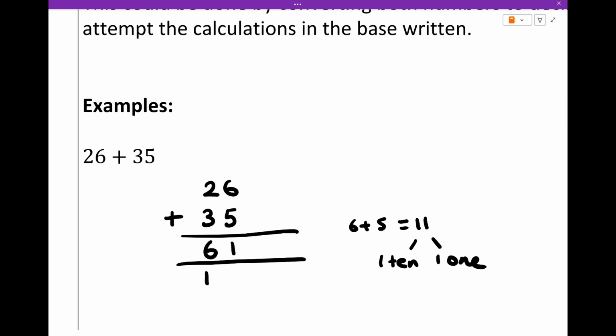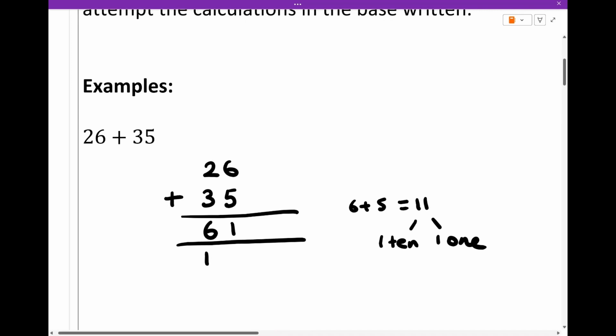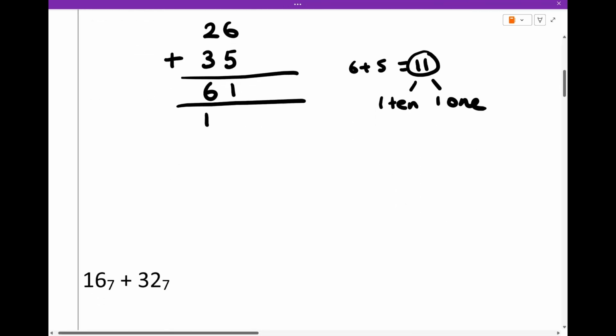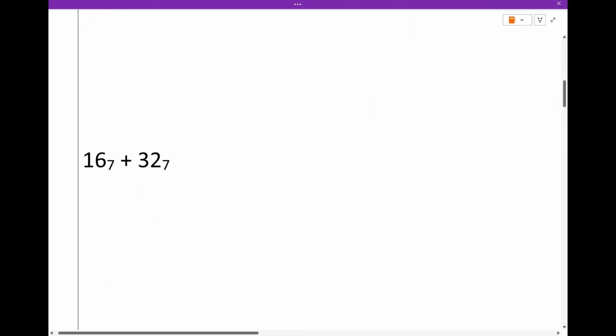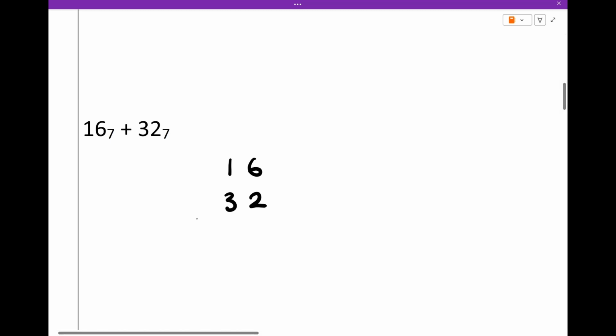Now we start exchanging or carrying when the number we get gets to 10 or above, because we're in base 10. So if we now look at our next calculation, which is base 7, that carrying is going to start once we get 7 or above. So let's write out our calculation in our column setup, like that.